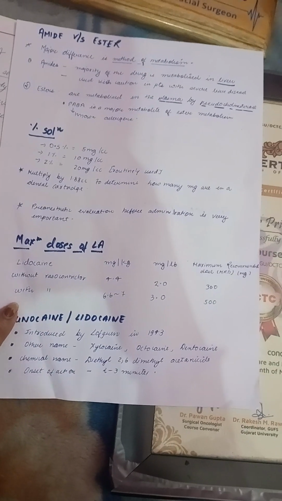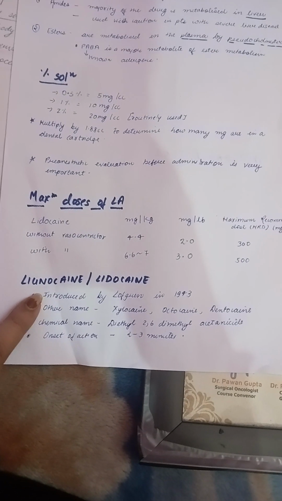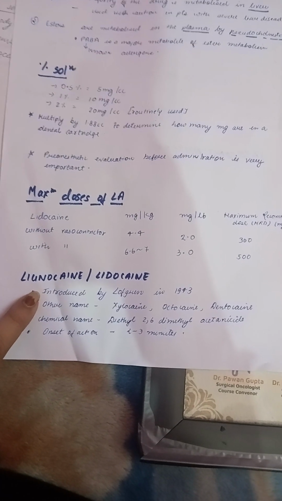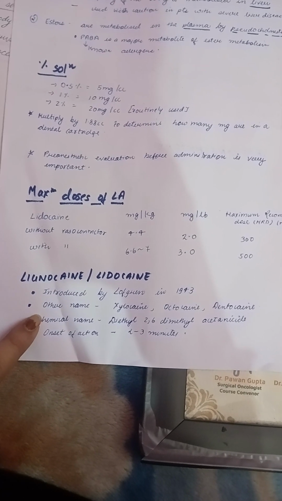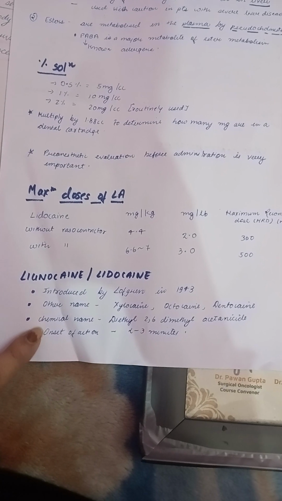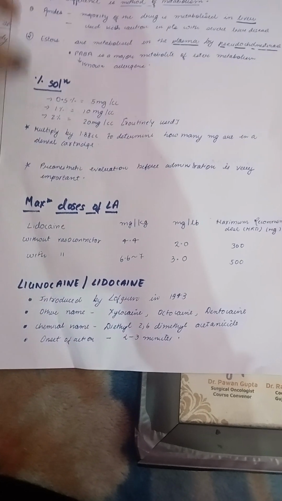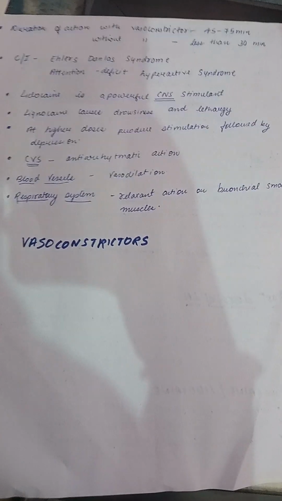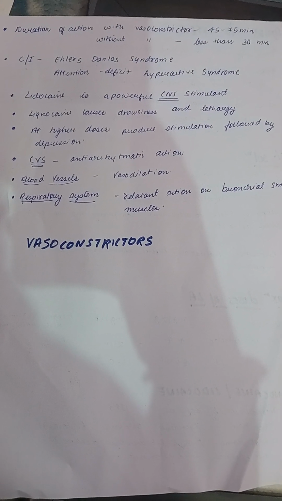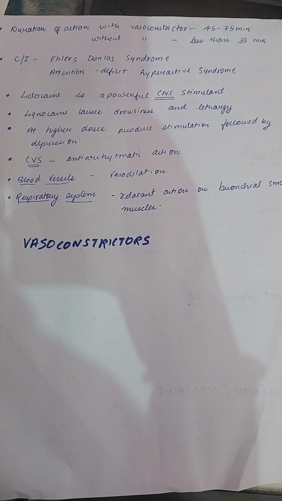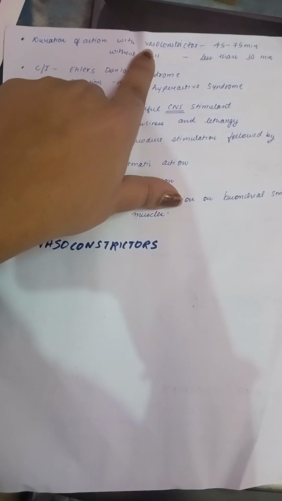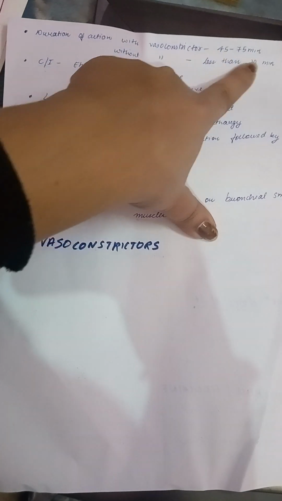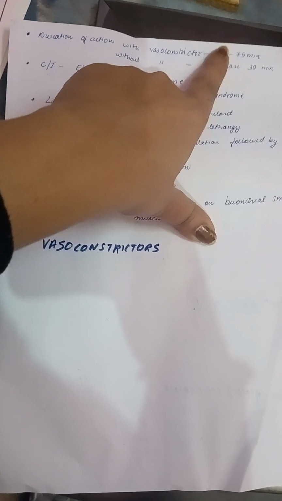Some facts about lidocaine: it was introduced by Lofgren in 1943. Other names are xylocaine, octocaine and dentocaine. Chemical name is diethyl 2,6-dimethyl acetoinoside and onset of action is 2 to 3 minutes. And then there is the duration of action. Duration of action with vasoconstrictor is 45 to 75 minutes and without it is less than 30 minutes. So we can see adding vasoconstrictor will increase the duration of action of LA, which we need.